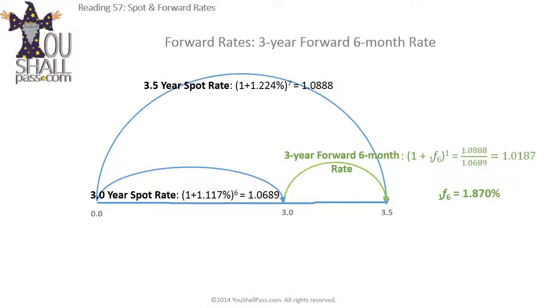What it really means is if an investor has a choice between investing $1 for 3.5 years at a known rate and investing $1 for 3 years at a known rate and then reinvesting for 6 months at an unknown rate, the unknown rate should be such that the investor is indifferent between the two options. By indifference, we obviously mean that the investor ends up making the same amount of money with both options.